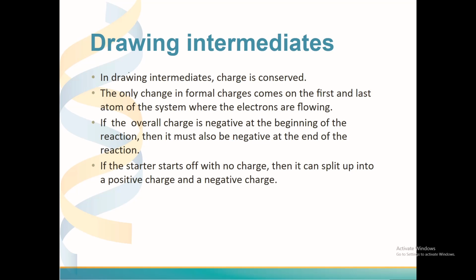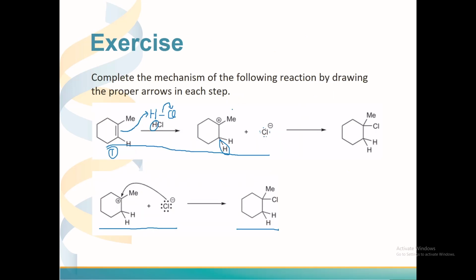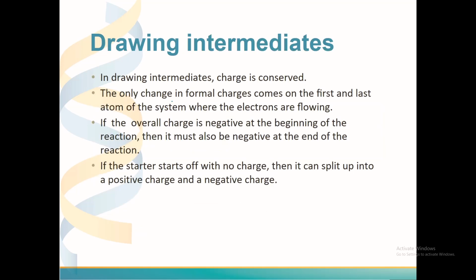The next part is drawing intermediates. In drawing intermediates, charge is conserved. As you can see here, this charge and this charge, these are called intermediates. The only change in formal charges comes on the first and last atom of the system where the electrons are flowing. If the overall charge is negative at the beginning of the reaction, then it must also be negative at the end of the reaction.